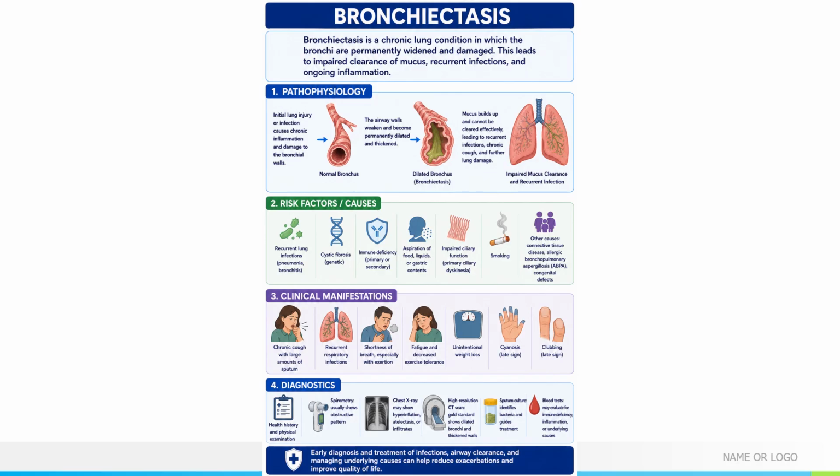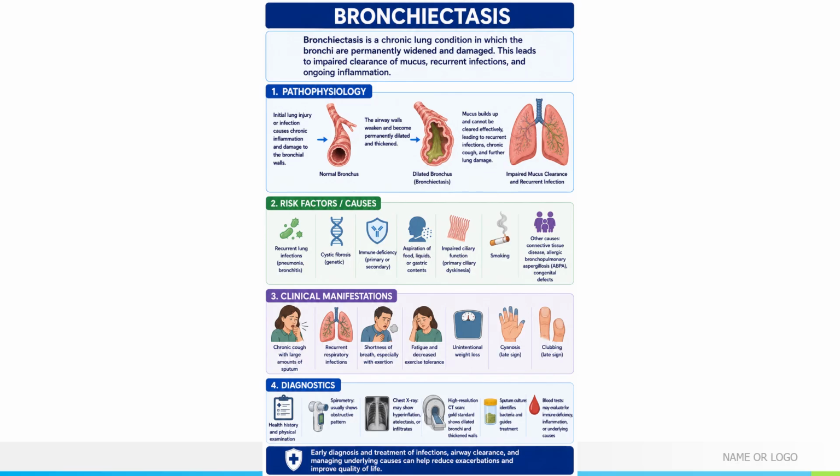And then we get recurrent infections because that stagnant mucus becomes an excellent environment for bacteria, and patients are going to experience repeated respiratory infections. And so each infection then produces additional inflammation, and more inflammation causes further airway damage, which creates a vicious cycle of infection, inflammation, impaired clearance, and progressive airway destruction. And so that is bronchiectasis.